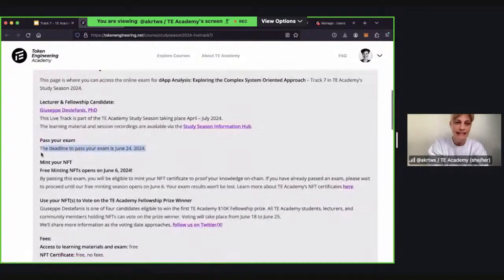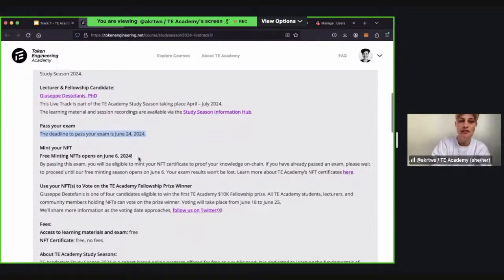And then here's the deadline to pass the exam. It's June 24th. So you have almost a month still to take the exam and pass it. And then you're eligible to mint your NFT. Keep in mind, if you go now, today, directly to the exam and you pass it, you'll have to wait until next week, because only then will we open the free minting. We are just updating our infrastructure. This will take us some more days. Free minting will be open next week, but still you can take your exam, and once you've passed, this information will be stored and nothing is lost. You just have to wait until you can mint.